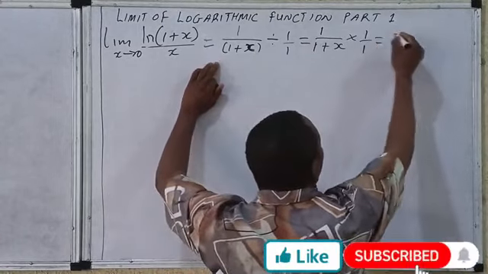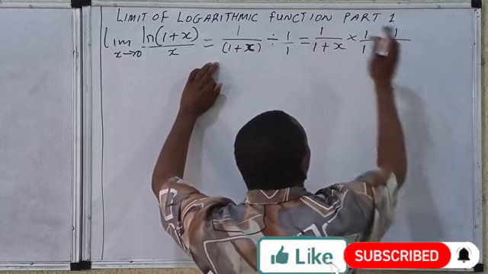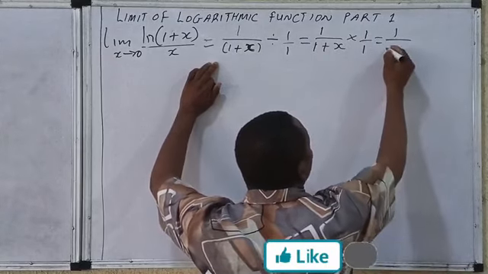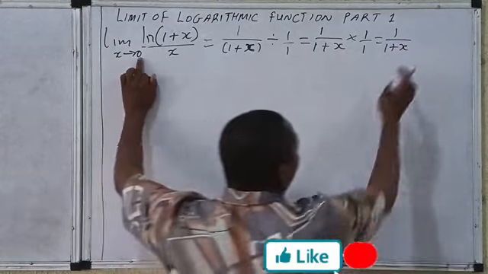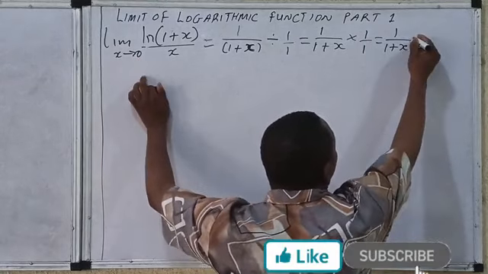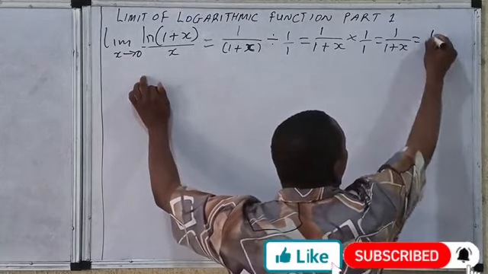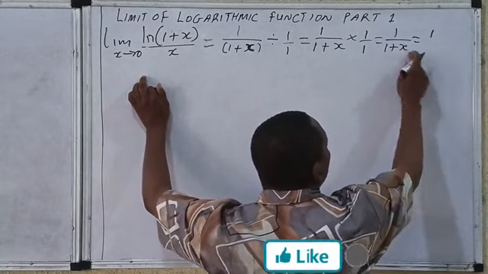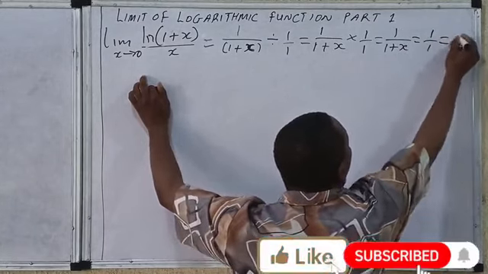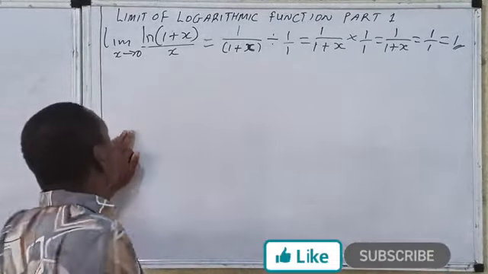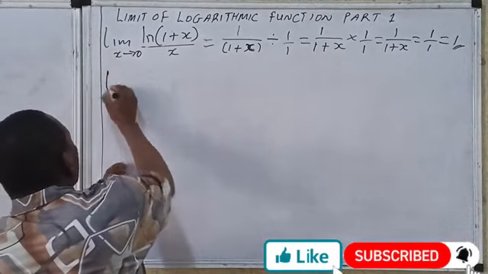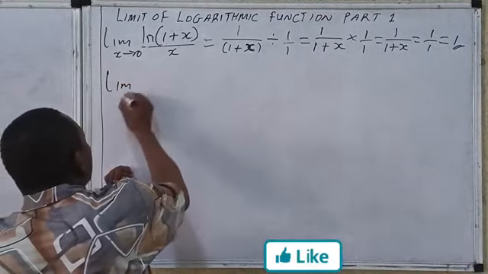And what will you get? 1 all over 1 plus x, if you just multiply this, it is the same thing. If I decide to use this 0, if I change x to 0, what will it be? Here is 1. 1 plus 0 is 1, all over 1. And the final answer is actually 1. So it's a very direct question. Very simple.